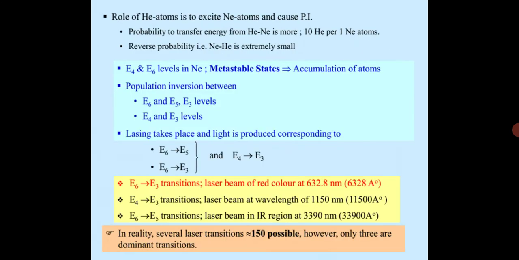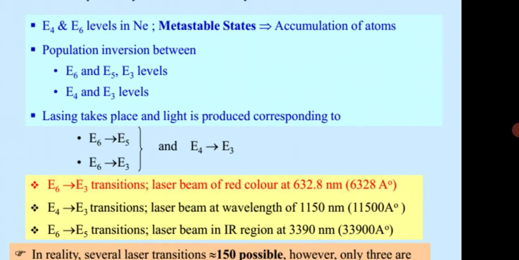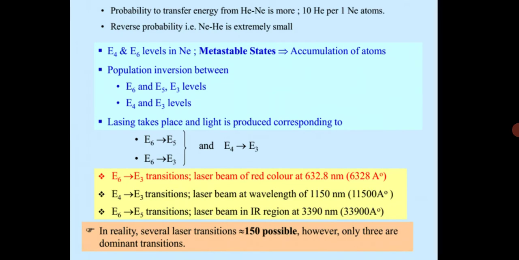So if we observe over here, the E6 to E3 transition gives a laser beam of red color, that is 6328 angstrom unit. If the transition is from E4 to E3 level, the wavelength is 11,500 angstrom unit. And if the E6 to E5 transition, the laser beam is in the infrared range, that is 33,900 angstrom unit. In reality, 150 laser level transitions are possible. However, only 3 are dominant transitions. That's why we consider 3 levels over here.